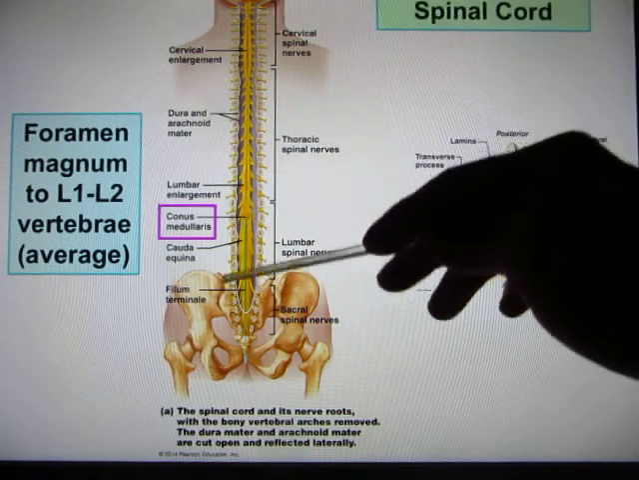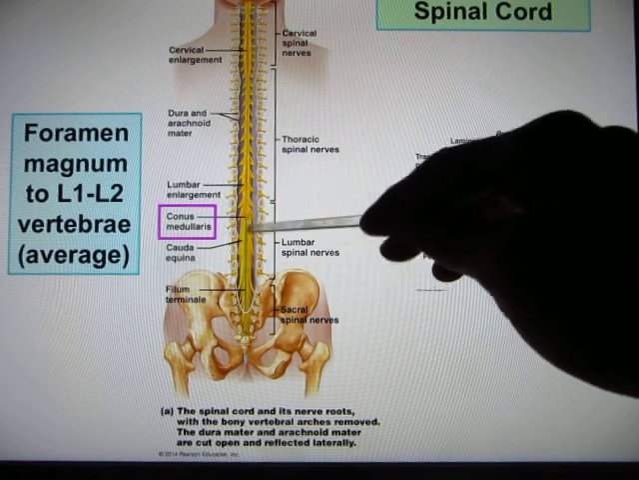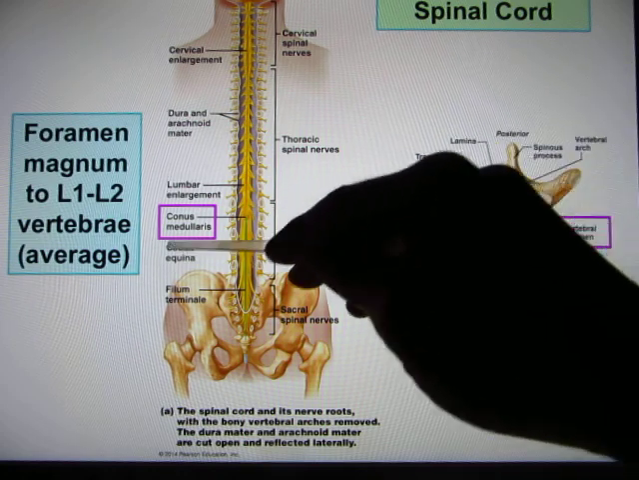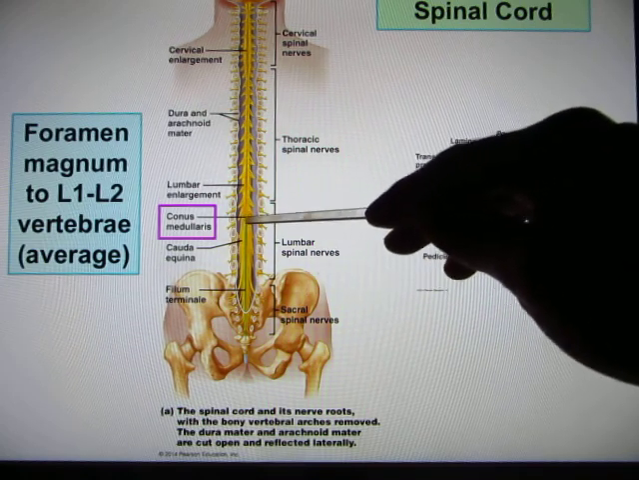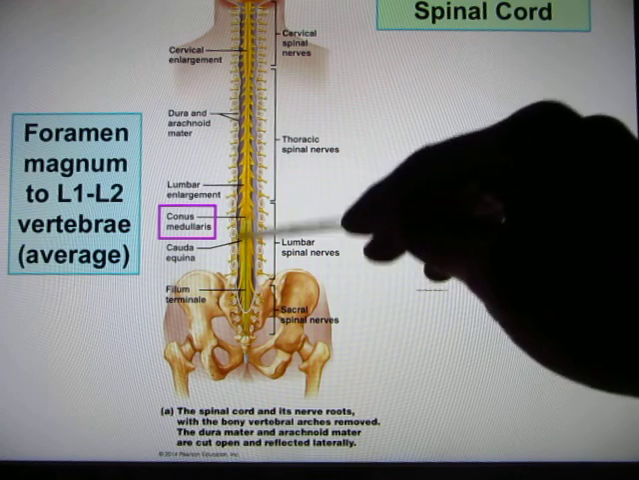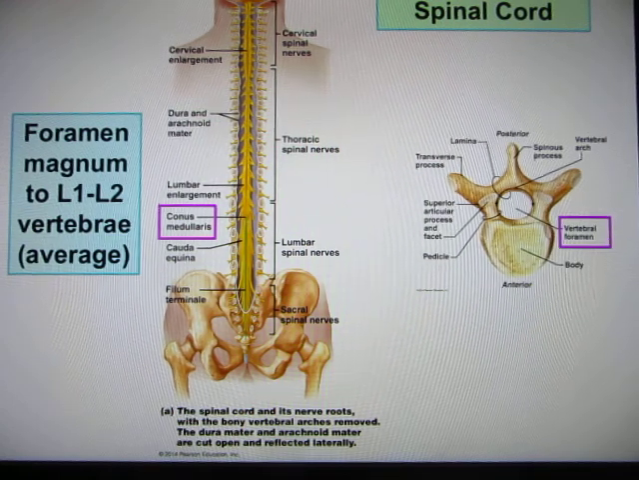When they reach here and they start to branch out, the cauda equina, that means the ponytail. So that's the place after that the spinal nerves branch out, and they stay inside the vertebral foramen. That's your vertebral column.